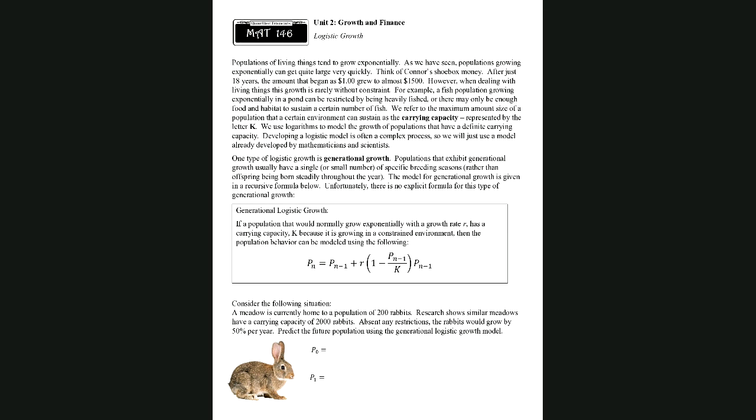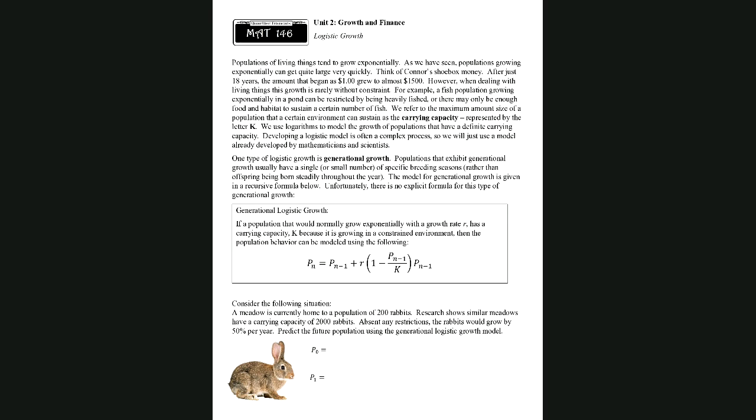Populations of living things tend to grow exponentially, and we've been talking about growth in terms of a lot of things. We talk about growth in terms of living things, and in terms of money in a jar or bank accounts. But when you're dealing with things that are living, those populations tend to grow exponentially.